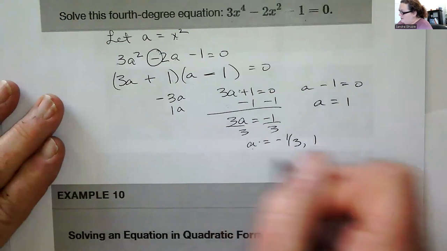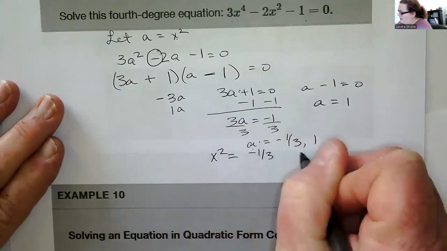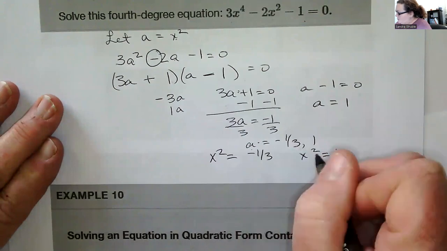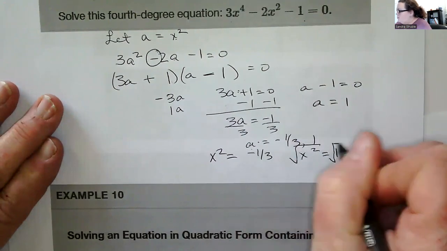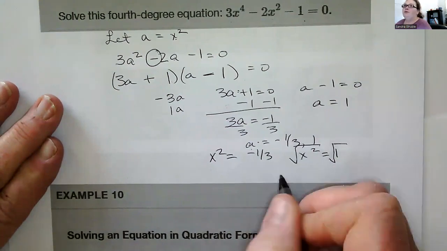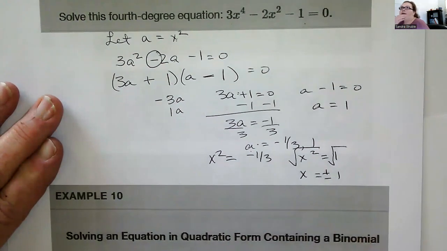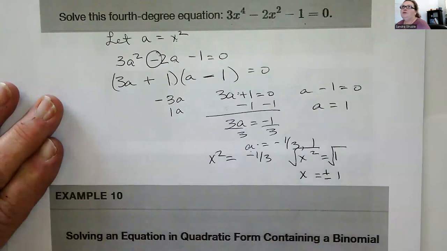So where the a is, I'm going to take x squared is equal to negative 1/3, and x squared is equal to 1. That's the same thing. So if I take the square, because I have a square, I want to get rid of it and solve for x, take the square root of this side and the square root of the other. But remember, when you do that, you're going to get plus or minus 1. Okay. So we're going to do the same thing over here. We're going to take the square root of both sides. When we do that, we're going to get plus or minus for our answer.